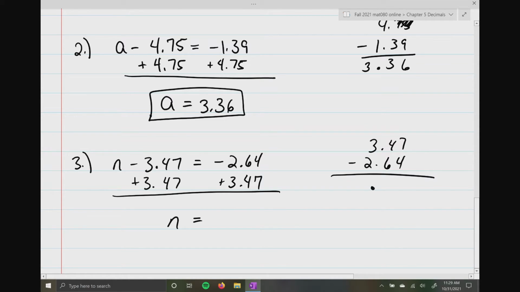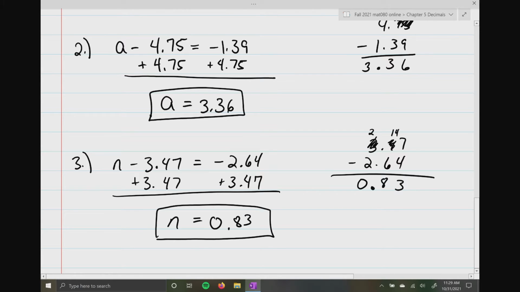Bring my decimal down. 7 minus 4 is 3. This I need to borrow. So 14 minus 6 is 8. And 2 minus 2 is 0. So I get 0.83. All right, let's keep going.